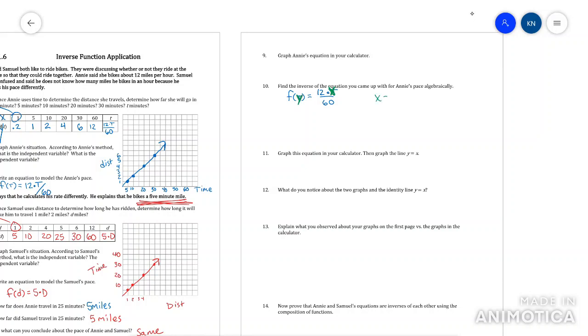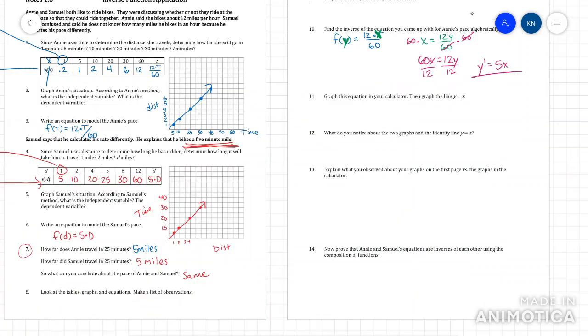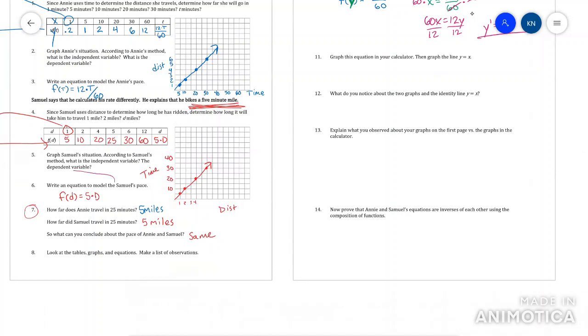Now you got x equals 12y over 60, like that. Now you need to solve for y. So you're going to times by 60. So 60x equals 12y. And then you're going to divide by 12. And so you get y prime is 5x, which is the same equation that the second person used over here.